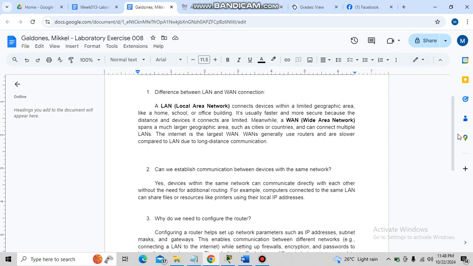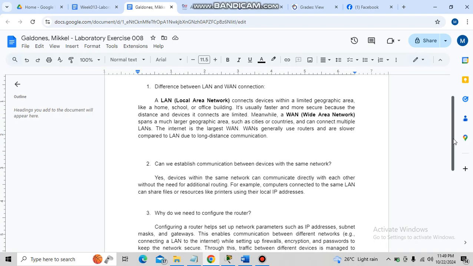Next question is, is it possible to establish communication between devices within the same network? And yes, that is indeed possible through, of course, the LAN. So they have to be connected to the same network or the local area network in order to be able to share files or resources.